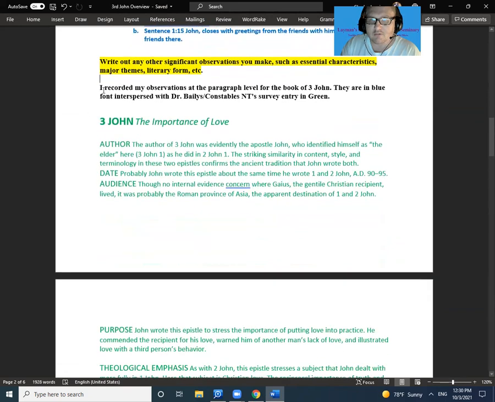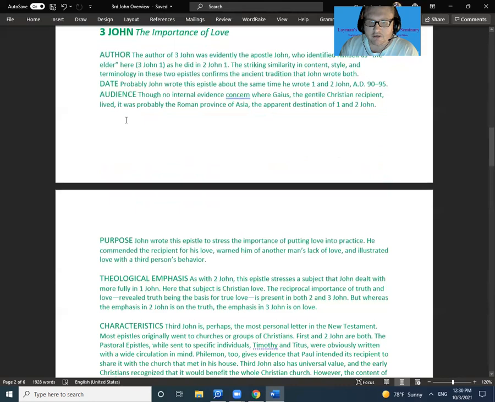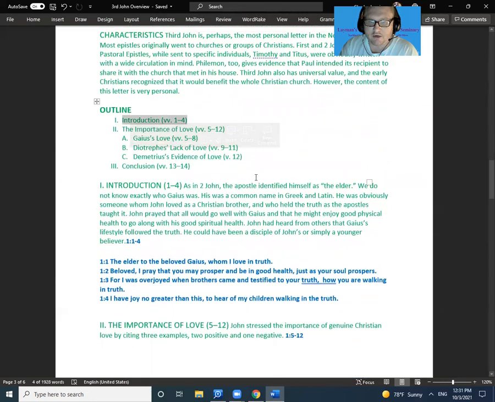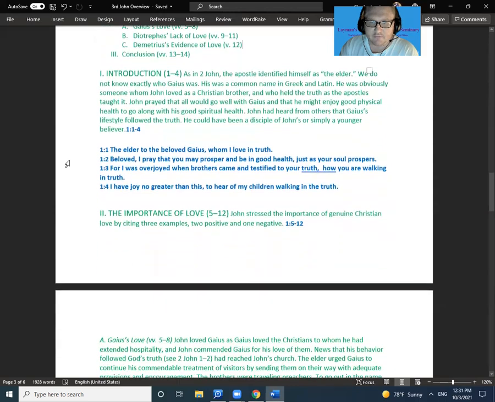Now, look what I did. I recorded my observations at the paragraph level for the book of 3 John. They are in blue font, interspersed with Dr. Bailey, Constable's Notes, Survey entry in green. So green, as I said, is Constable's Notes. And we can look at his division. 1 through 4, he agrees with me. 5 through 12, he agrees with me, probably going by the Greek text as well. In conclusion, 13 to 14. He also makes a distinction between the 3 characters, Gaius, Diotrephes, and Demetrius. So that's great.